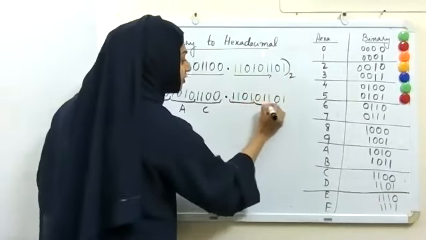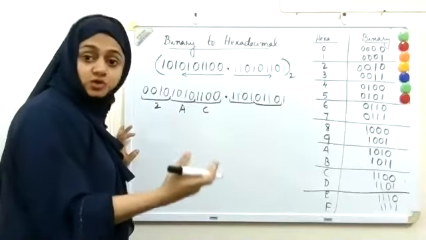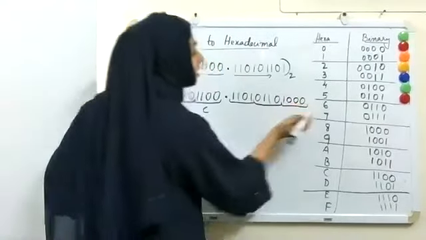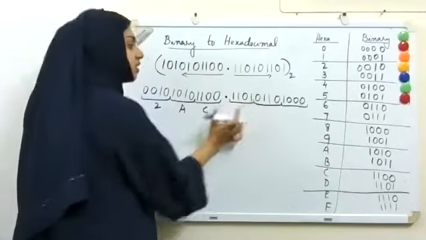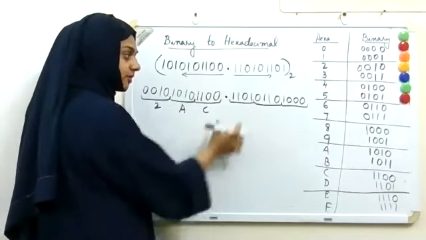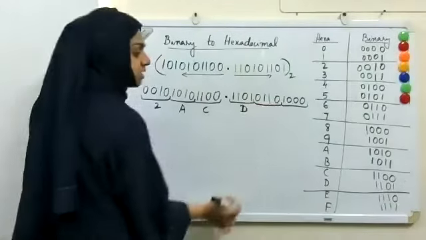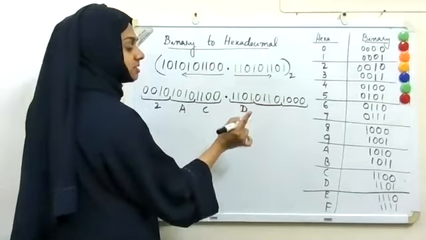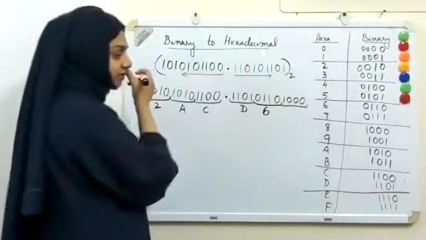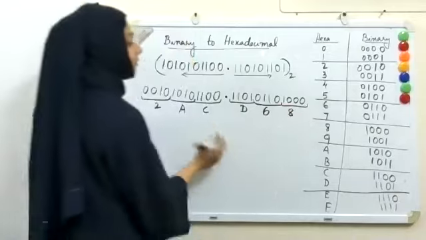Another 1 2 3 4, and I have only 1. So how can I make it a group of 4? I have to add zeros after that. So I got 1, 1, 0, 1. Which letter is corresponding to that? D. Then 0, 1, 1, 0 is 6. 1, 0, 0, 0 is 8. So we got all the letters.